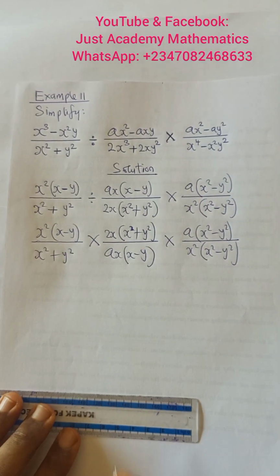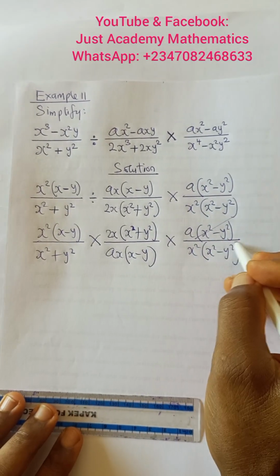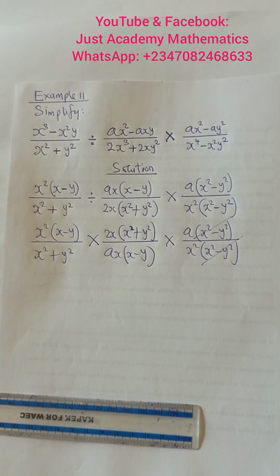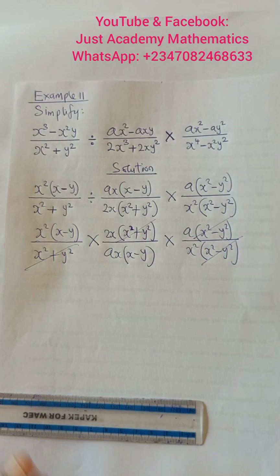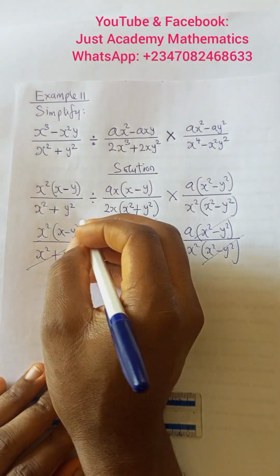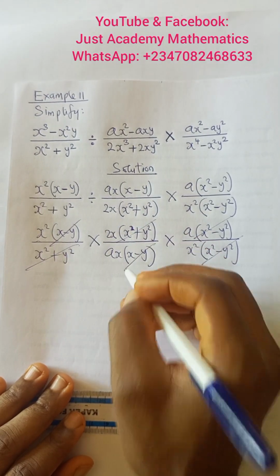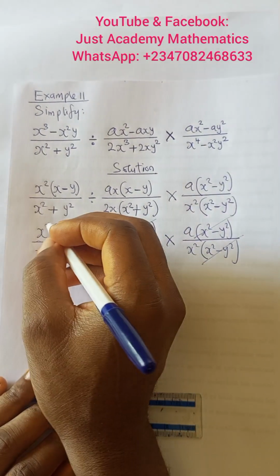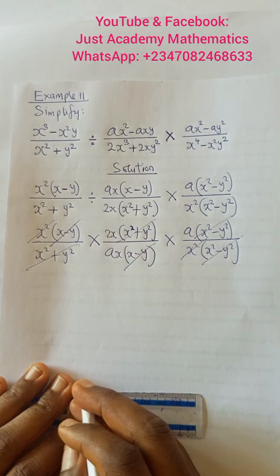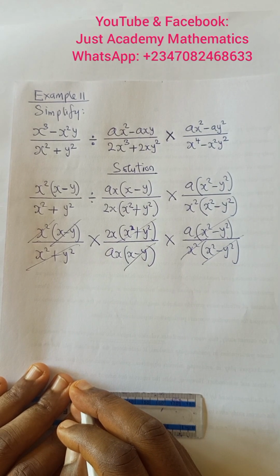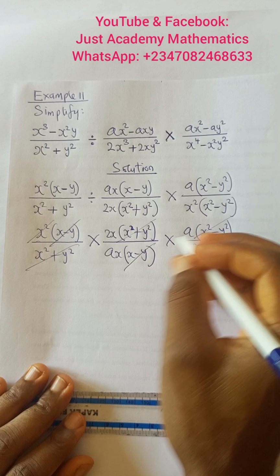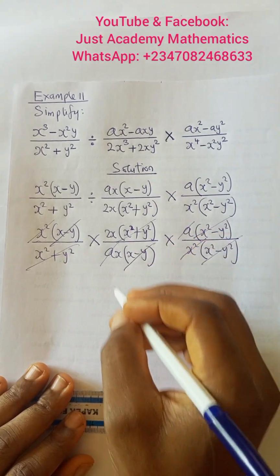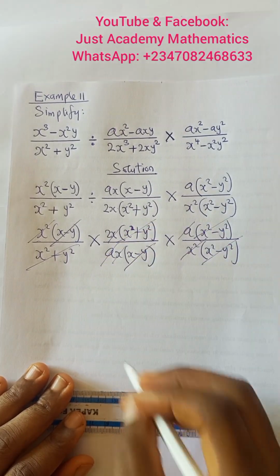So we can cancel out. Of course, this can cancel this directly. And this can cancel this. And this can cancel this. And even this x squared can cancel this x squared. And a here can even cancel this a. Even this x can cancel this x.